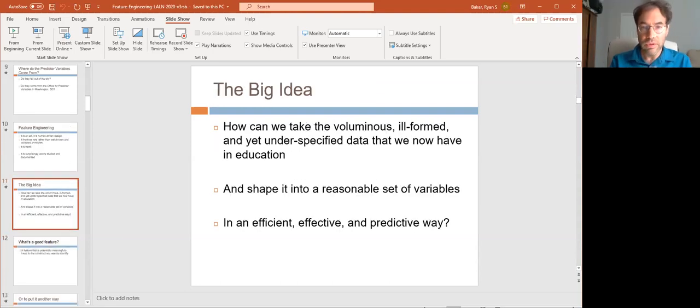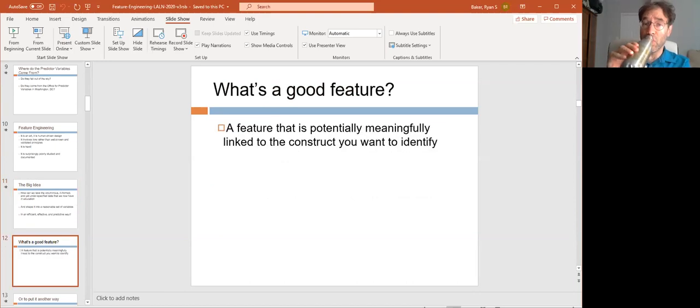The big idea of this is, how can we take the voluminous, ill-formed, but at the same time underspecified data that we now have in education and shape it into a reasonable set of variables in an efficient, effective, and predictive way?